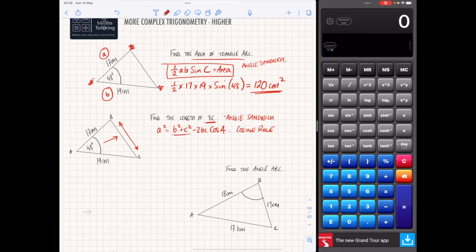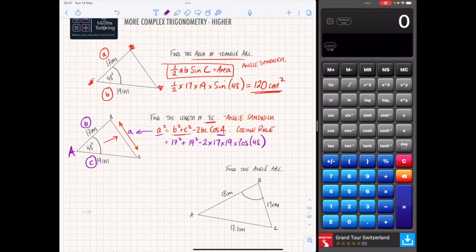So the B and the C now are the two slices of bread. So this becomes B, this becomes C. So in the previous one it was A and B, this time it's B and C. The capital A is the angle side, and because this is what you're trying to find, you label that little a. The most important thing here is that the side you're trying to find, you label little a. Then it's just a case of substituting in all the pieces of information you know. So 17 squared plus 19 squared minus 2 times 17 times 19 times cos 48. That will give you a squared.